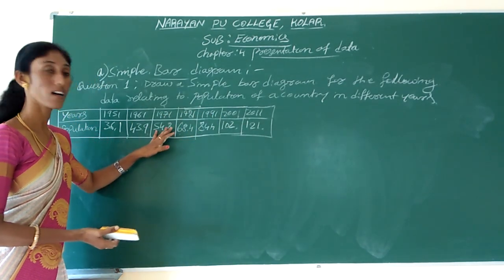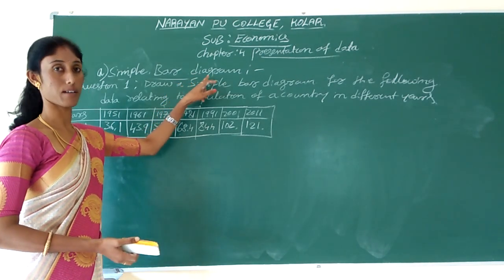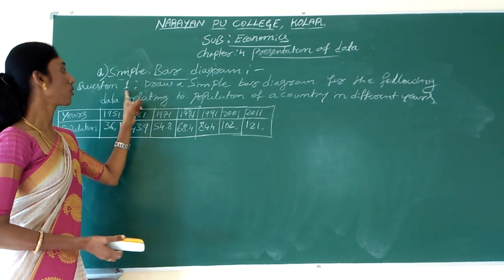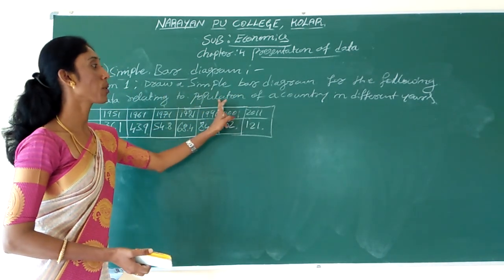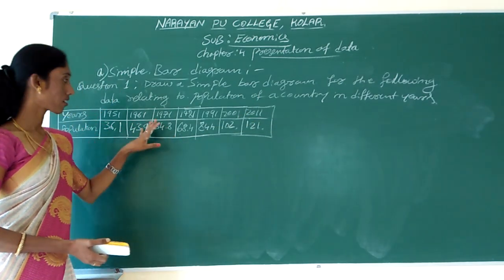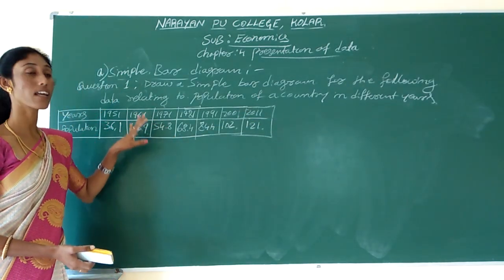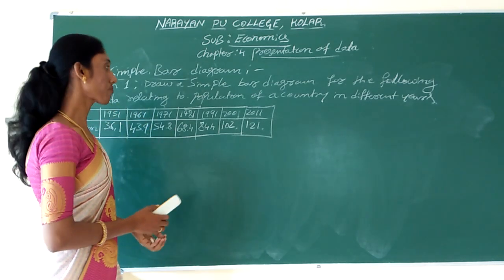For this data we need to present a simple bar diagram. You understood the question, right? Draw a simple bar diagram for the following data relating to the population of a country in different years. They will give the data, and for this data we need to draw a simple bar diagram.